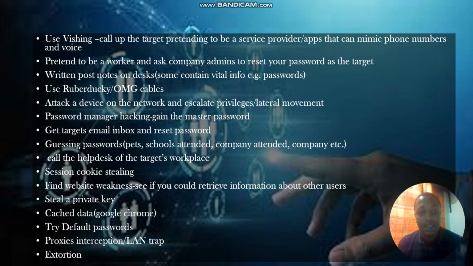Now, another way we could do this is by getting the target's email inbox and resetting the password.